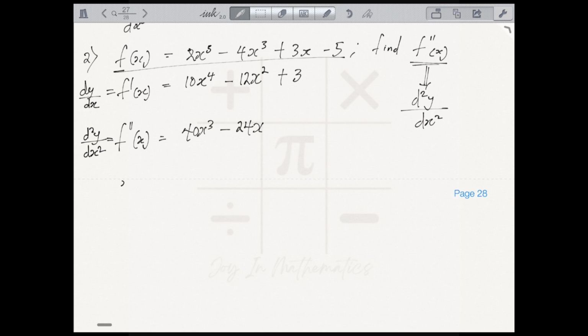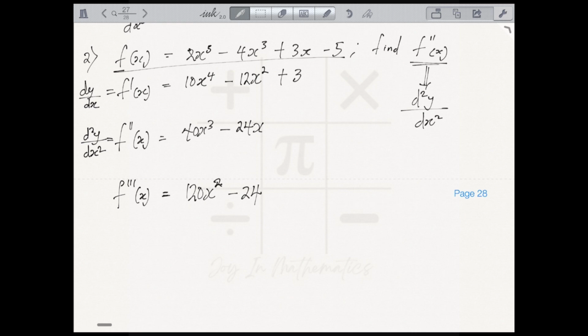Now let's take, for instance, we want to differentiate up to the third term. Then we'll differentiate 40x raised to the power 3. That will give us 120x squared minus 24.